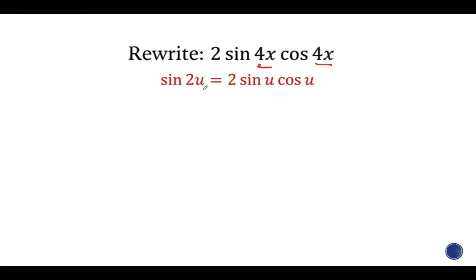So if I rewrite this using my double angle formula, right, I'm going to end up taking 2 times my angle, again, my angle being 4x. So when I rewrite this, this is just simply going to be the sine of 8x, right? So that's what this first section of Chapter 5 is going to focus on, is those use of the double angle formulas.